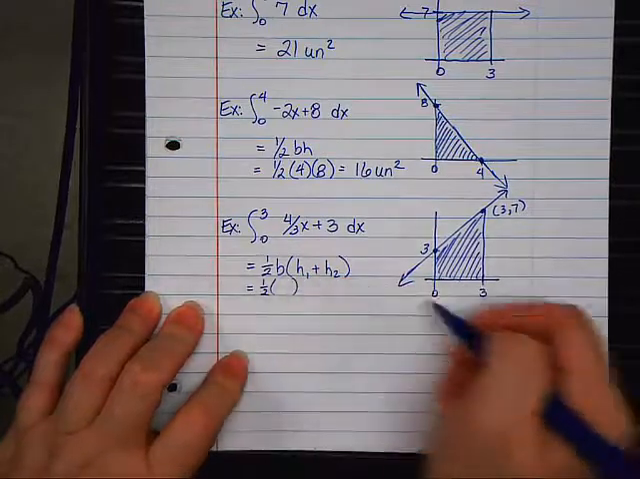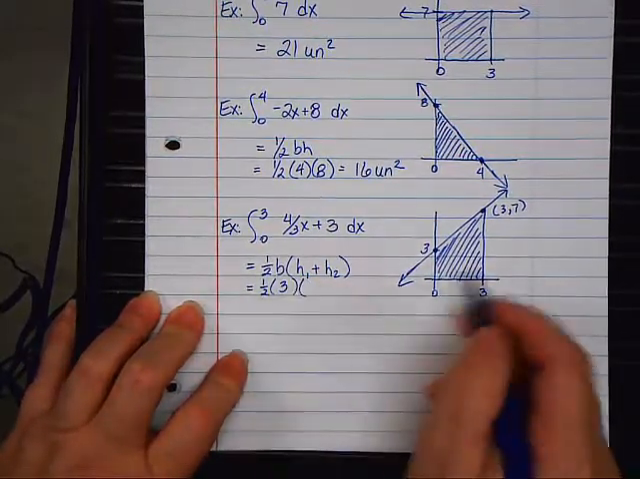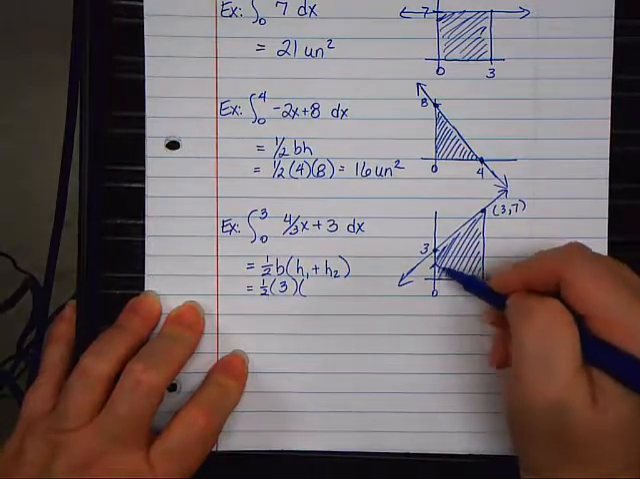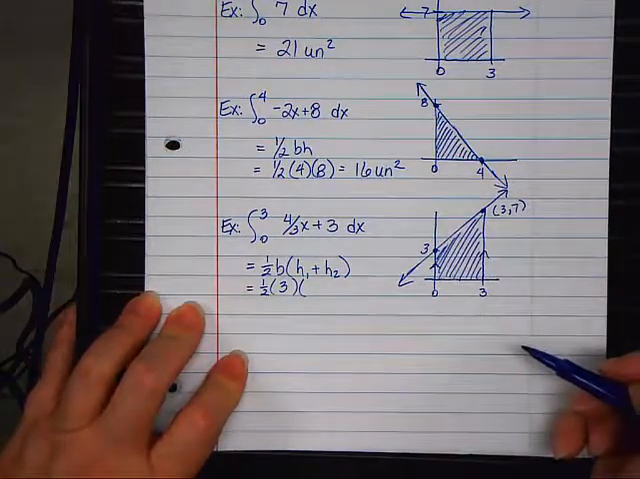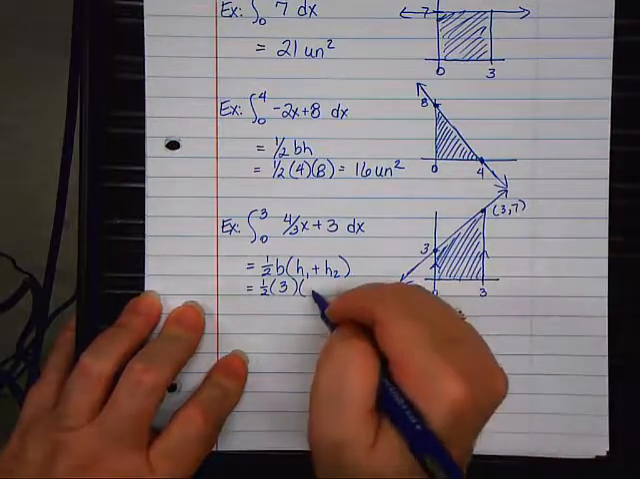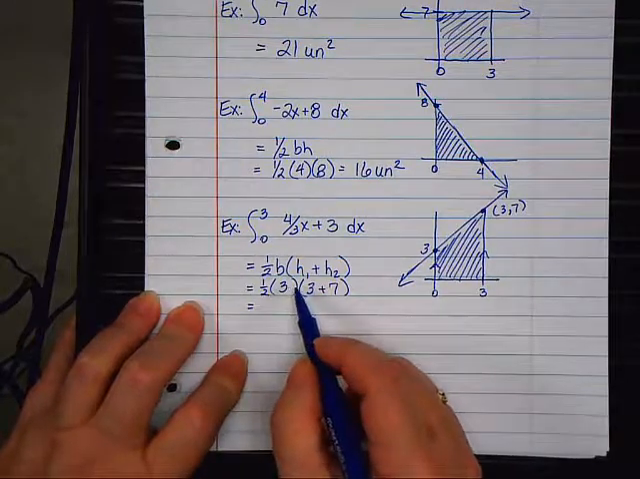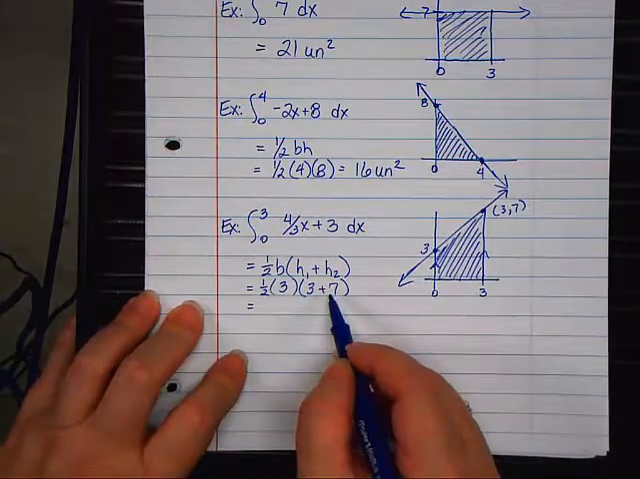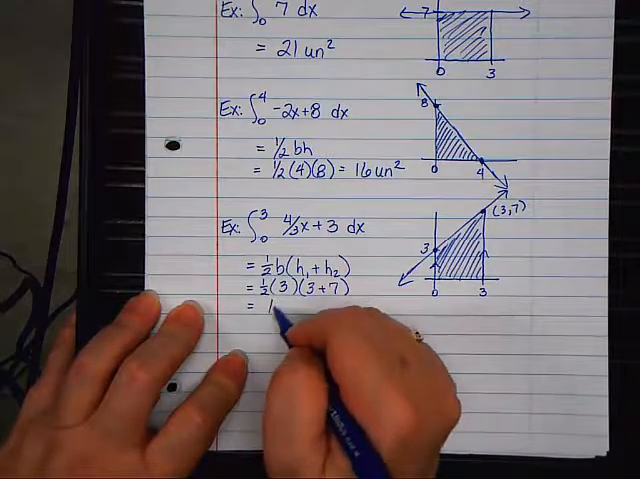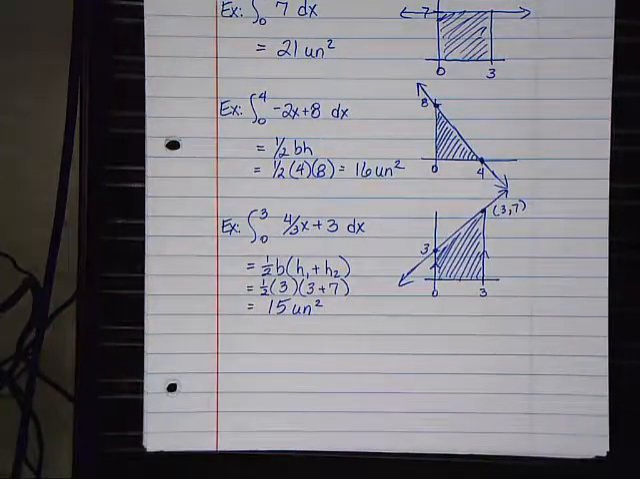Okay. How long is the base? It's 3. It's the distance across the bottom. The heights are the 2 sides that are parallel. So the left side is 3, the right side is 7. So plug those in. I don't want to do half of 3, so I'll multiply 3 times 10 first. 30. Half of 30 is 15 square units. Okay? Questions?